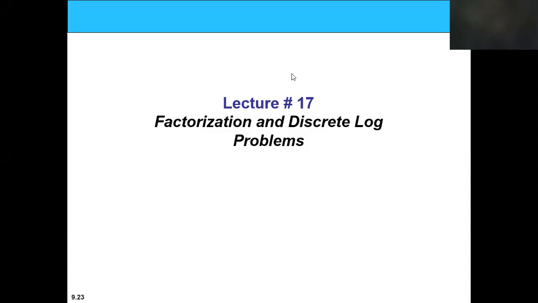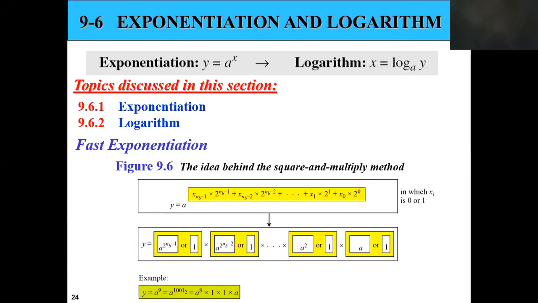This is again a continuation of our previous lecture. We will discuss once again something about some basic fundamentals which will be quite useful in a discrete log problem. So, exponentiation and logarithm.